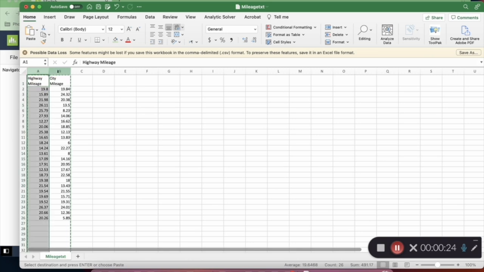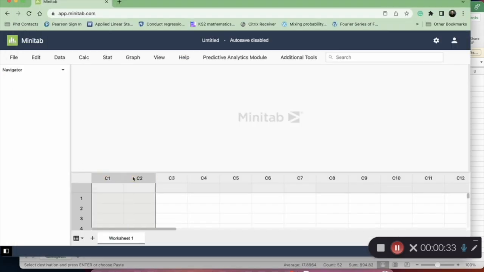And these are the mileage for the city, inside the city. And these are in Excel. So I'm going to copy these, and I'm going to go to Minitab and choose the first two columns and paste. Just Control V or Command V. So I pasted my data here.